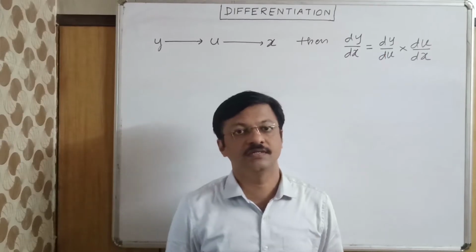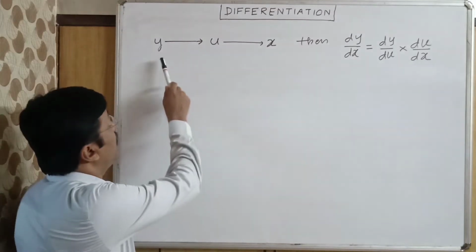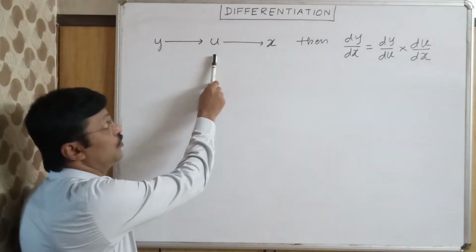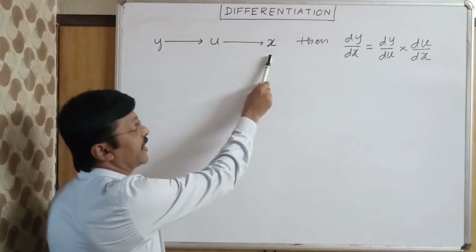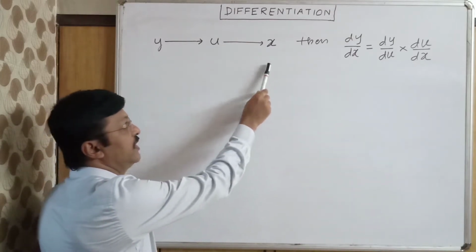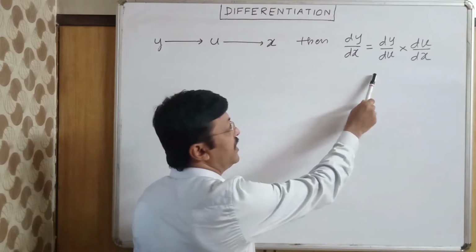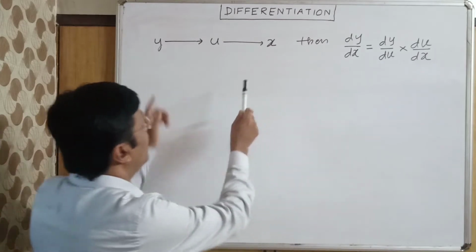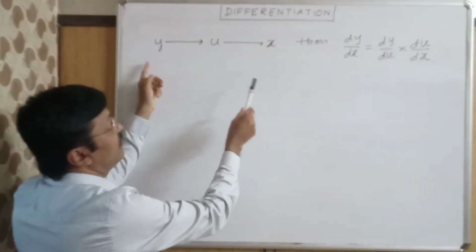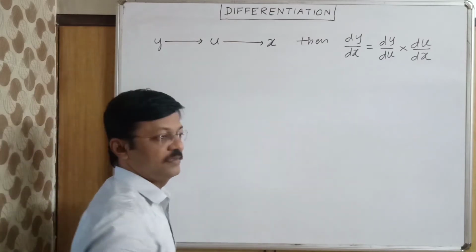Now what is chain rule? Chain rule says that if y is a differentiable function of u and u is a differentiable function of x, then dy by dx is equal to dy by du into du by dx.